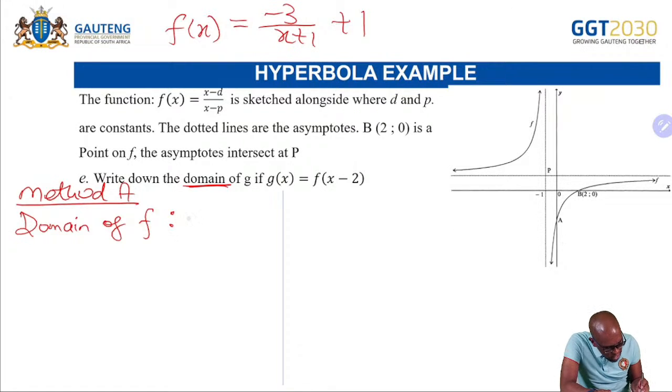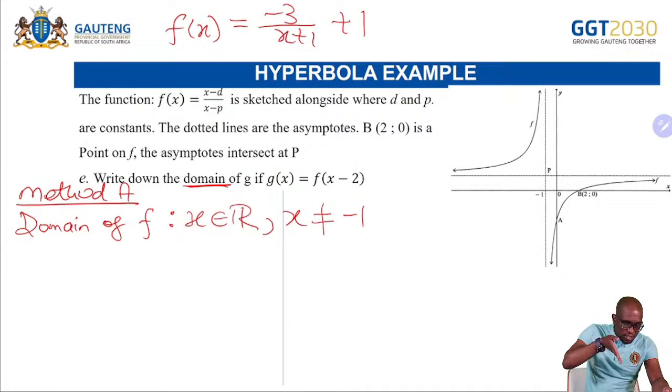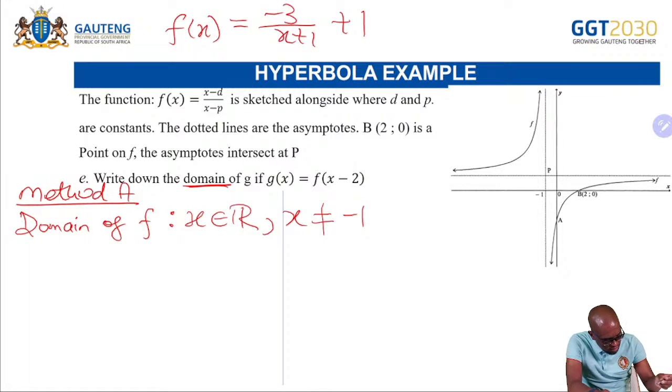We can get the domain of f: x is an element of all real numbers, but x cannot be equal to the asymptote. The asymptote in this case is negative 1. That is the vertical asymptote. f is not defined on the vertical asymptote. It's defined everywhere, but not on the vertical asymptote.